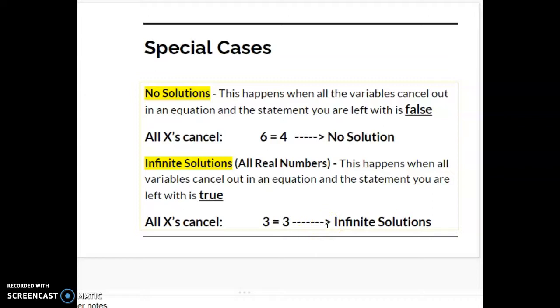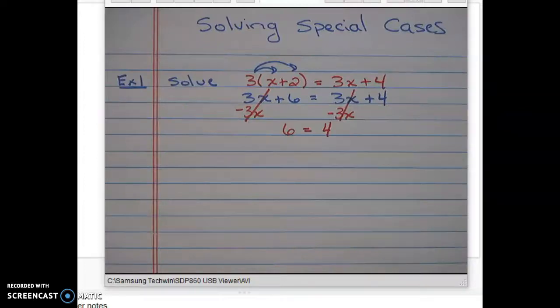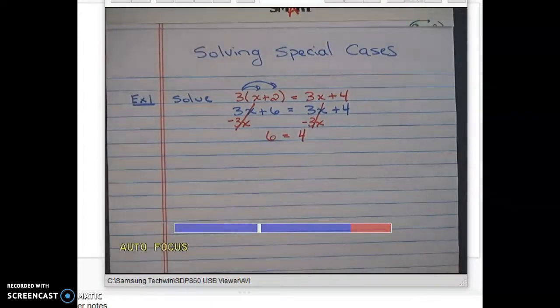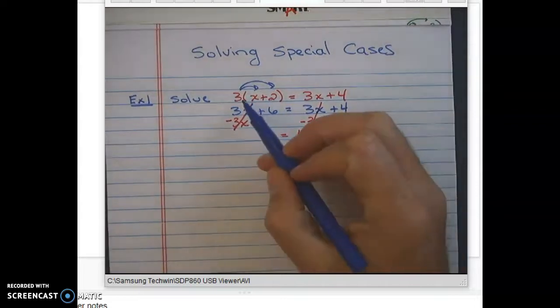So let's go back and look at the problems, and I'll show you what an infinite solution looks like, and then we'll let you guys see if you can tell some on your own. All right, so we're back at the problem we started with, the one that I thought I had made a mistake on, but I did distribute correctly.